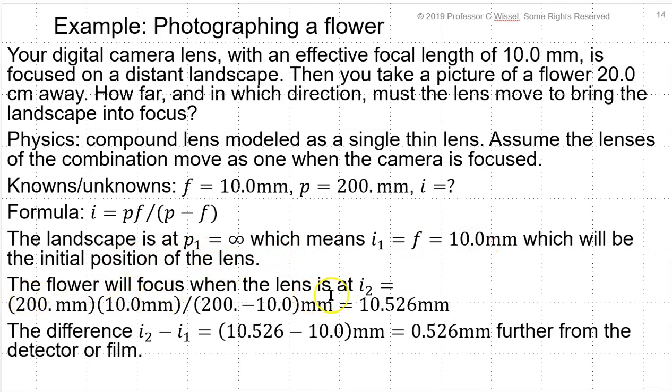The flower will focus when the lens is at I2 equals 200 millimeters times the focal length of 10 millimeters divided by 200 minus 10. And that ends up being 10.526 millimeters. The difference between the 10 and the 10.526, you would have to move that lens 0.526 millimeters further from the detector or the film. By the way, whenever a lens is as close as possible to the film, it's focused on something at infinity. So when the effective distance between the lens and the film is as small as it can be, the lens is being focused at infinity. So it's probably looking at a landscape.